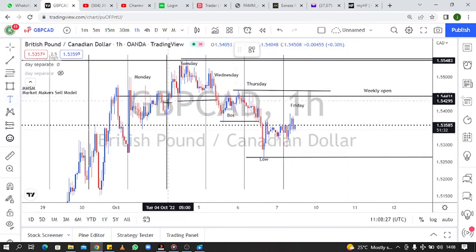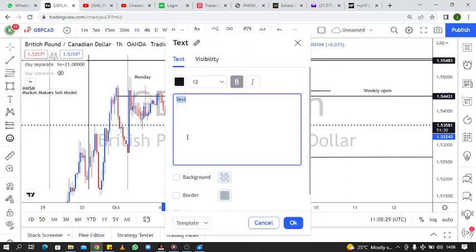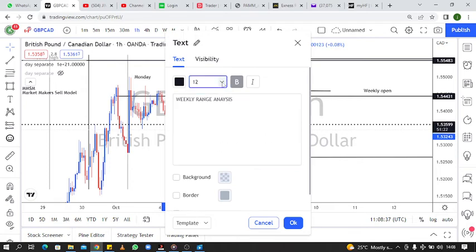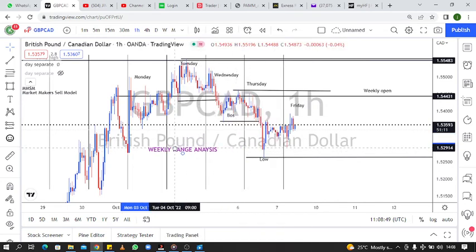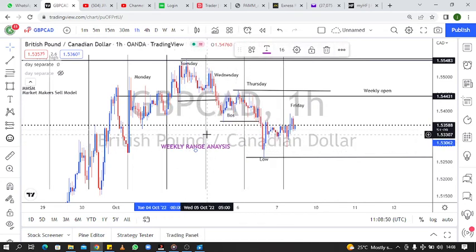We are doing what we call a weekly range. I was doing a weekly range analysis. You can only use this weekly range to give you money on that pair. Is it okay? A weekly range can give you money on that pair. This is a weekly range analysis.